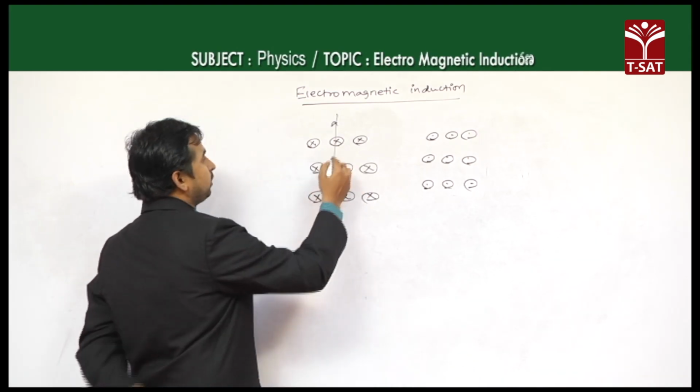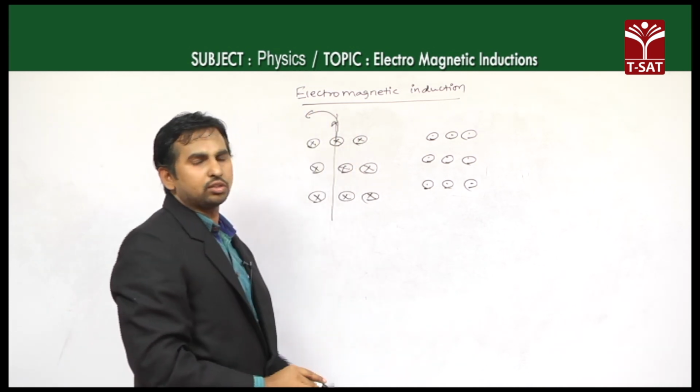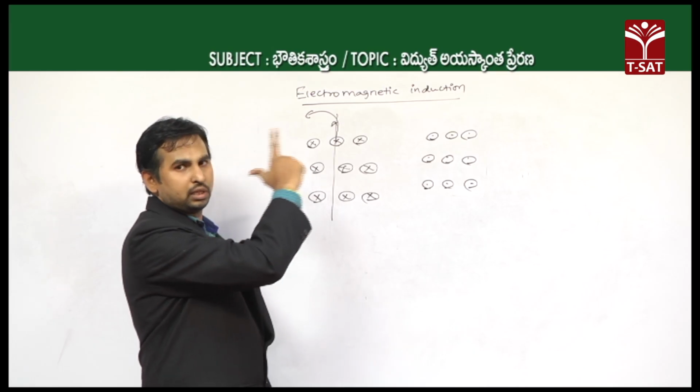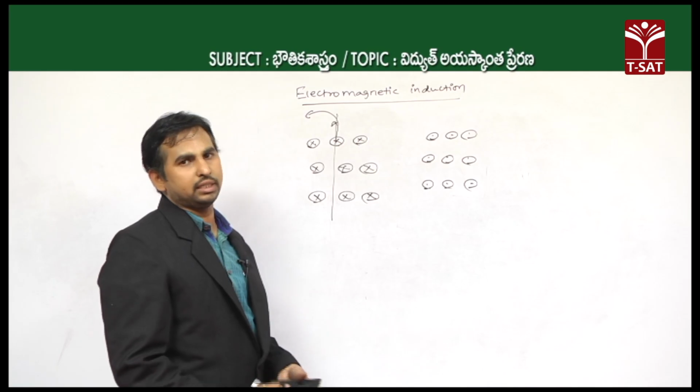This charge, which started coming inside, slowly deviates towards the left side, because the force acting on the thumb is towards the left side. That's why the charge is taking a turn towards the left side.